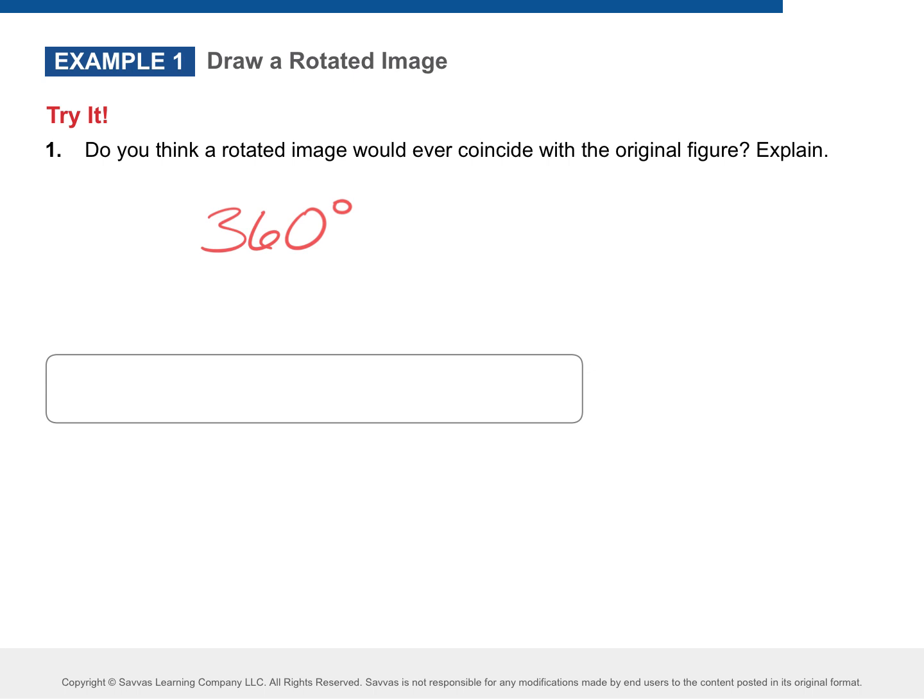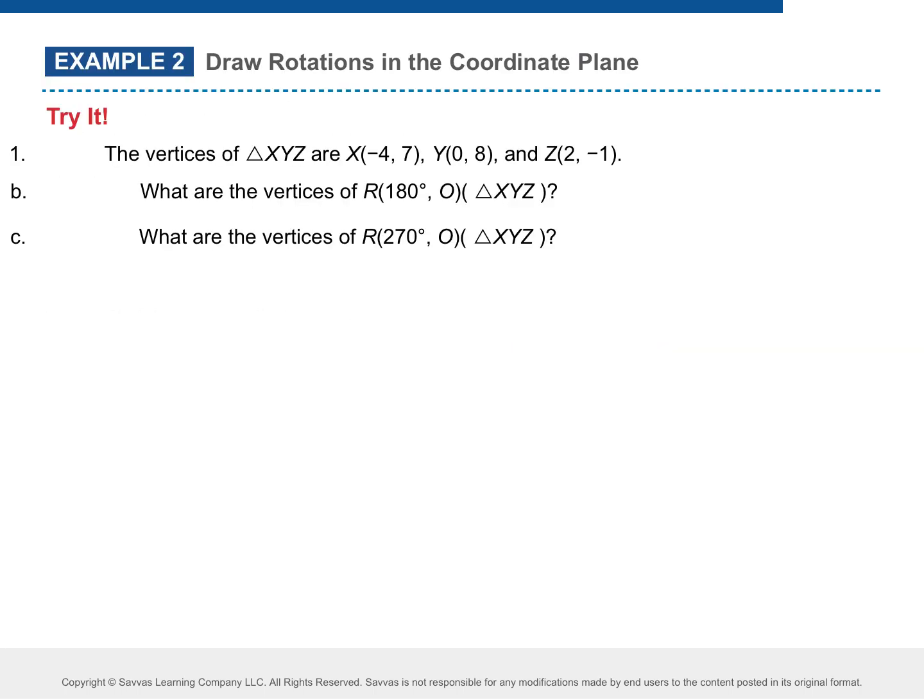Looking at number 2, this notation here, like I said, this book notates things a little differently. That reads rotation 180 degrees around the origin. So the rule we said for that one was, I'm on 2a right now, (x, y) goes to (negative x, negative y) for that rule.